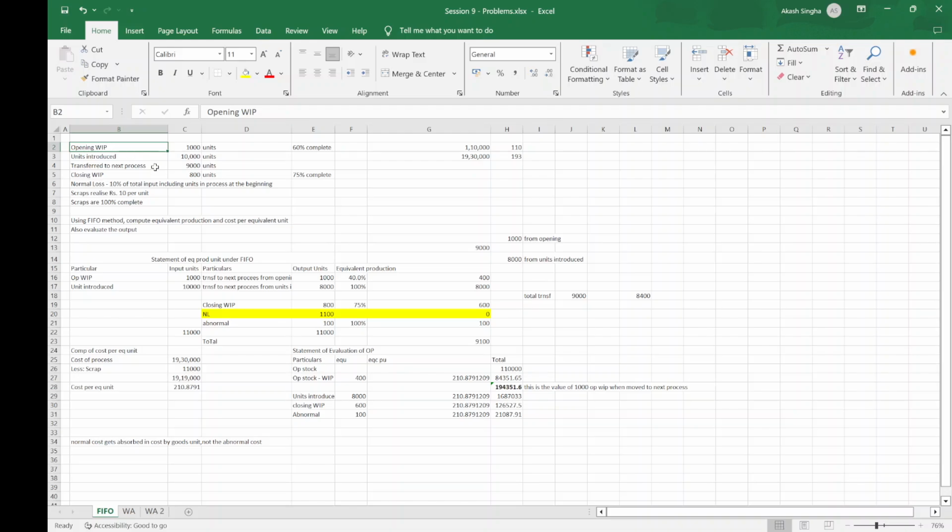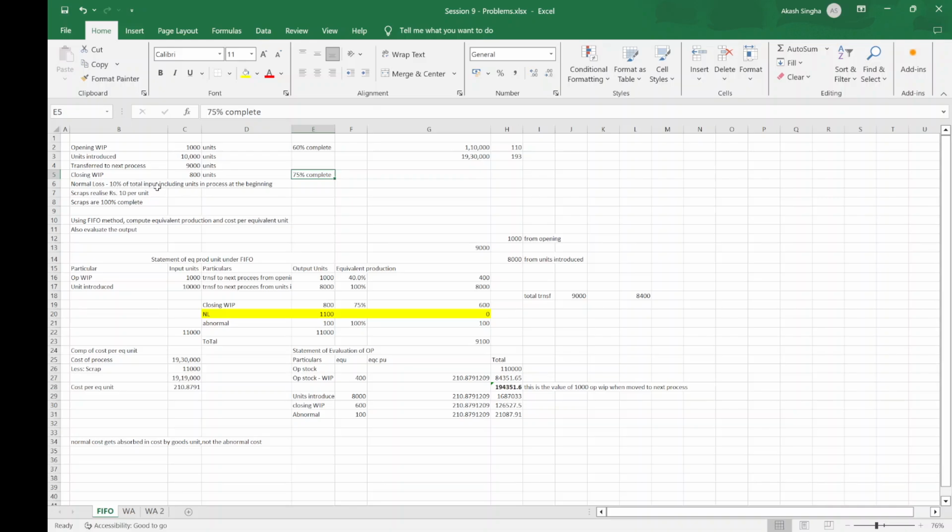We have opening work in progress as 1,000 units, which are 60% complete, which costs us 1,10,000. So per unit it costs 110. Units introduced were 10,000, which cost us 19 lakh 30,000, so per unit 193. Transferred to the next process is 9,000. So total 11,000 was there at the beginning. Next process we have 9,000. Closing work in progress is 800 units, at 75% completion.